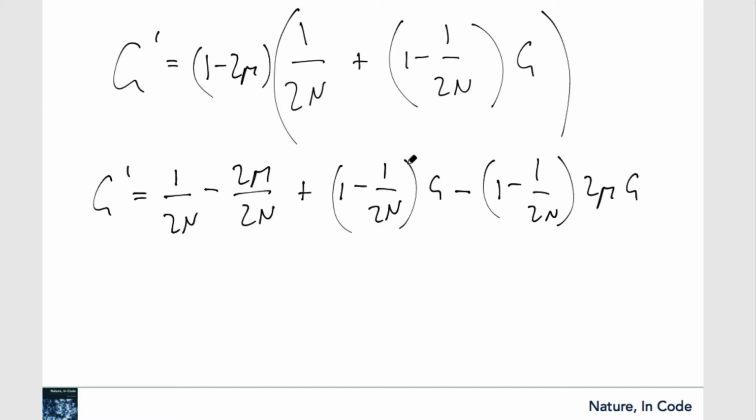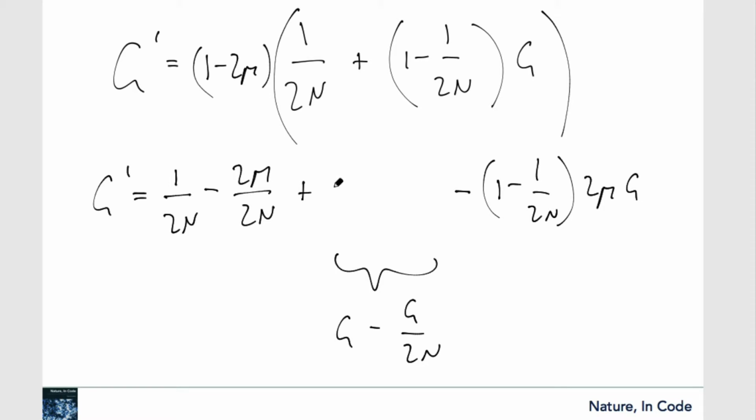And now what we can do is get rid of some of the terms here. But before I do this, let's expand these things a little further. So chi times 1 minus 1 over 2n chi, this term here, equals g minus g over 2n. So I can replace this, I'm going to just get rid of this and put in g minus g over 2n.